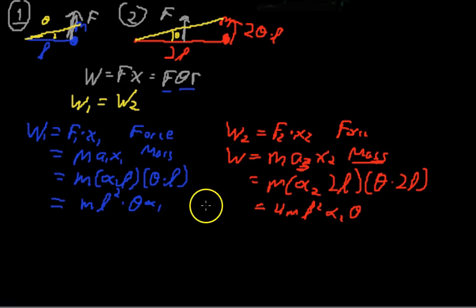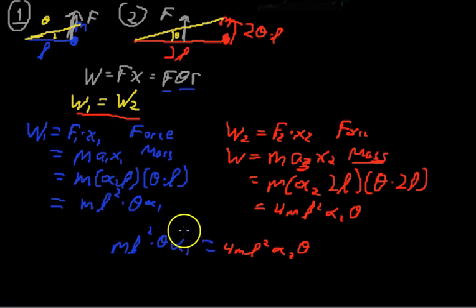Because we know that the works are equal to each other, we can set these two equations equal, and we then get mL squared times theta times alpha 1 equals 4 mL squared alpha 2 times theta. Everything cancels out except for a 4 and of course the two different alphas. So we get that alpha 1 is equal to 4 times alpha 2. So we get 4 times as much acceleration.